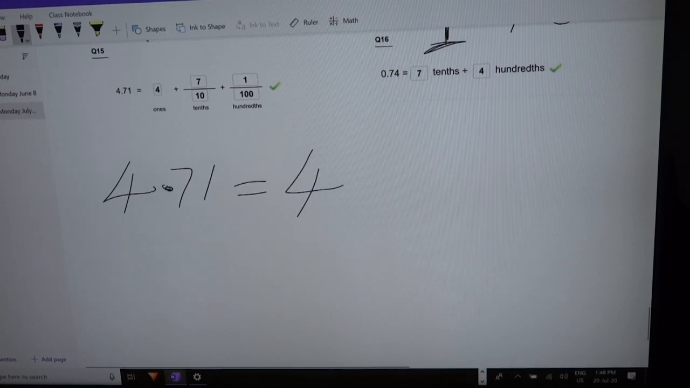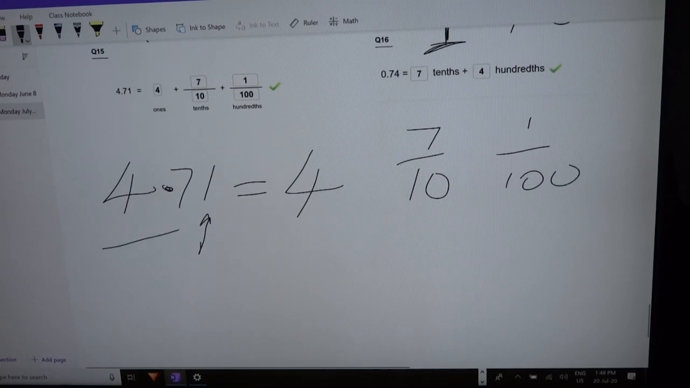So that tells us that we have 7/10. And lastly, the 1 there means that we have 100th. So our number 4.71 can be written as 4 plus 7/10 plus 1/100th. Make that look like a plus.